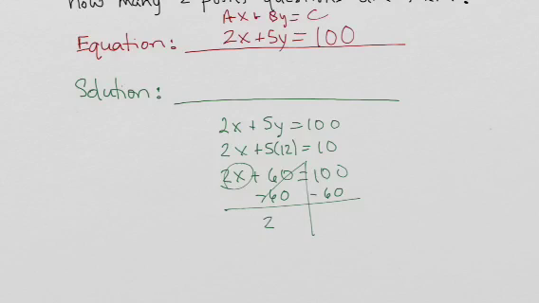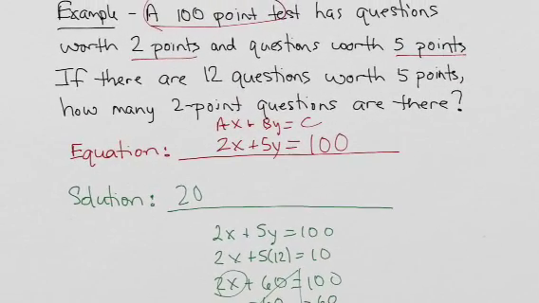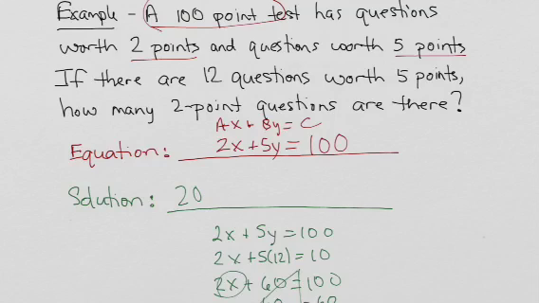And again, you learned all of these steps right here. This was 8th grade math, 7th grade math for a lot of you. So you should know these steps pretty well by now. Divide both sides by 2, and we get x equals 20. But again, the answer isn't just 20. 20 what? Well, it says how many 2-point questions are there? There's 20 2-point questions. So always put some words in your word problems when you answer them.